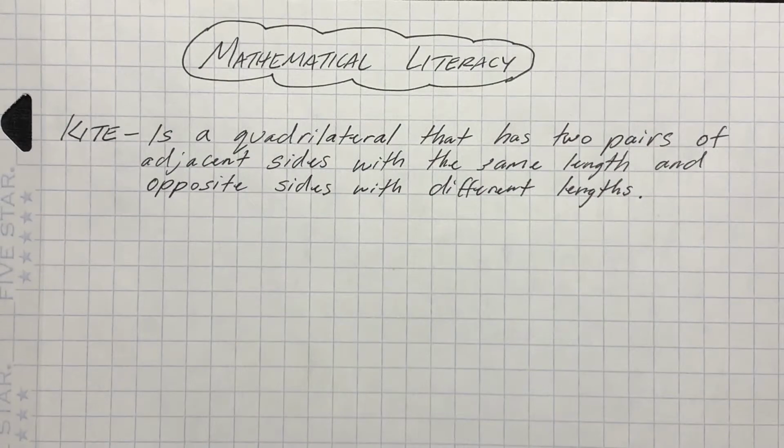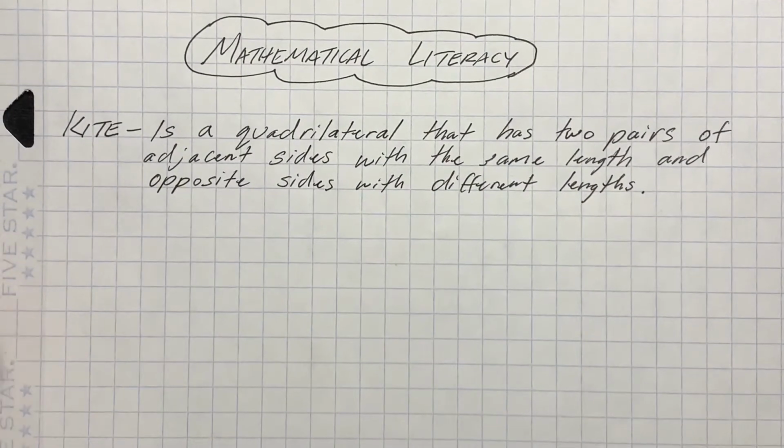Our mathematical literacy, we have Kite, and a kite is a quadrilateral that has two pairs of adjacent sides with the same length and opposite sides with different lengths.